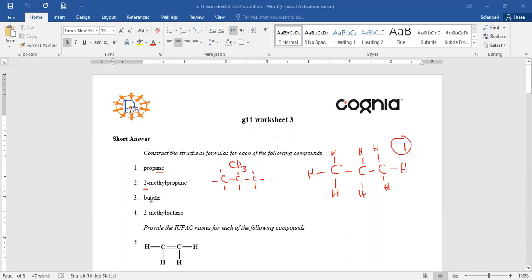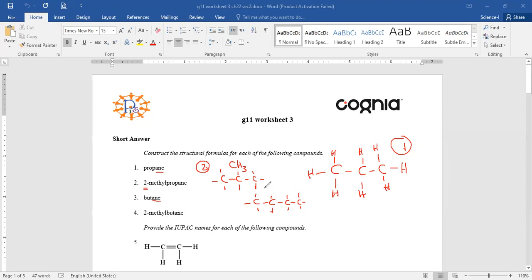Then it asks you to write the structural formula of butane. That means four carbons, and as it ends with -ane, we also have single bonds. So that's number two. Let's do number three. Butane, four carbons: one, two, three, four. They are bonded to each other by single covalent bonds, that's why it ends with the suffix -ane. So that is butane. Then here, 2-methylbutane.